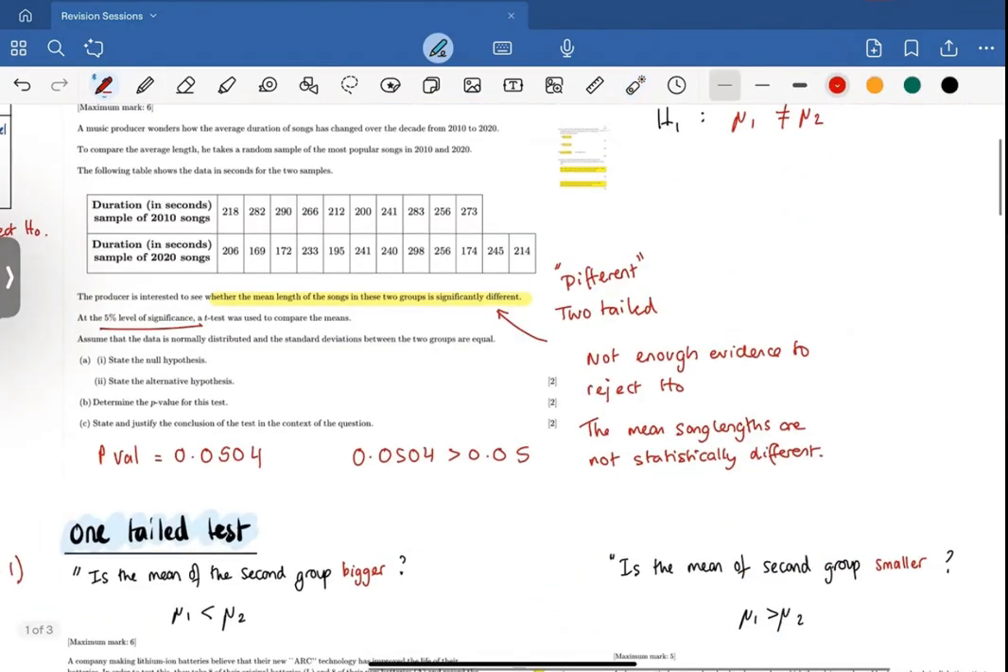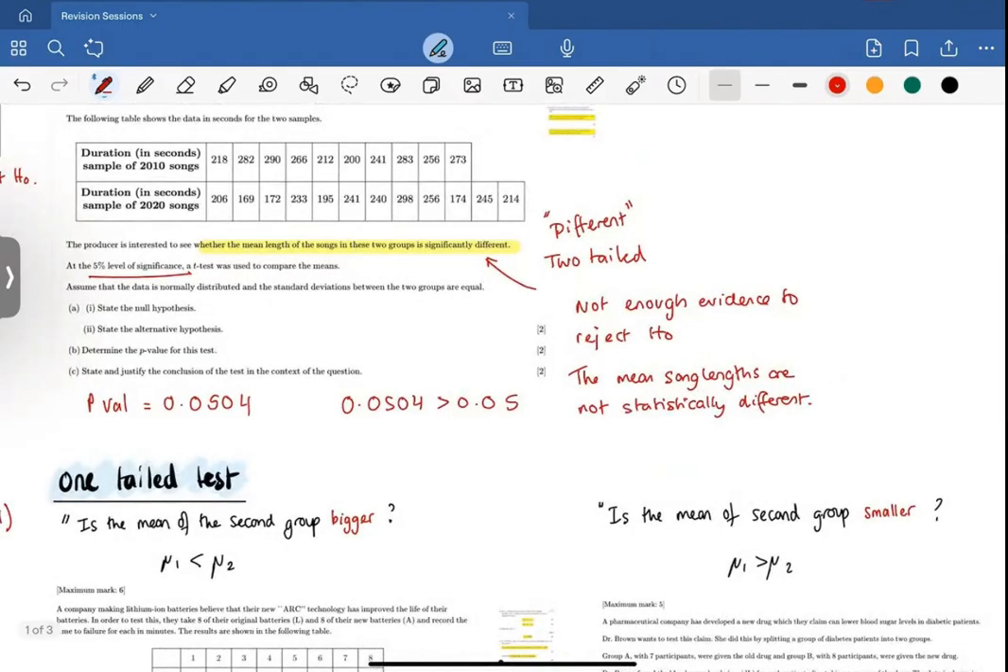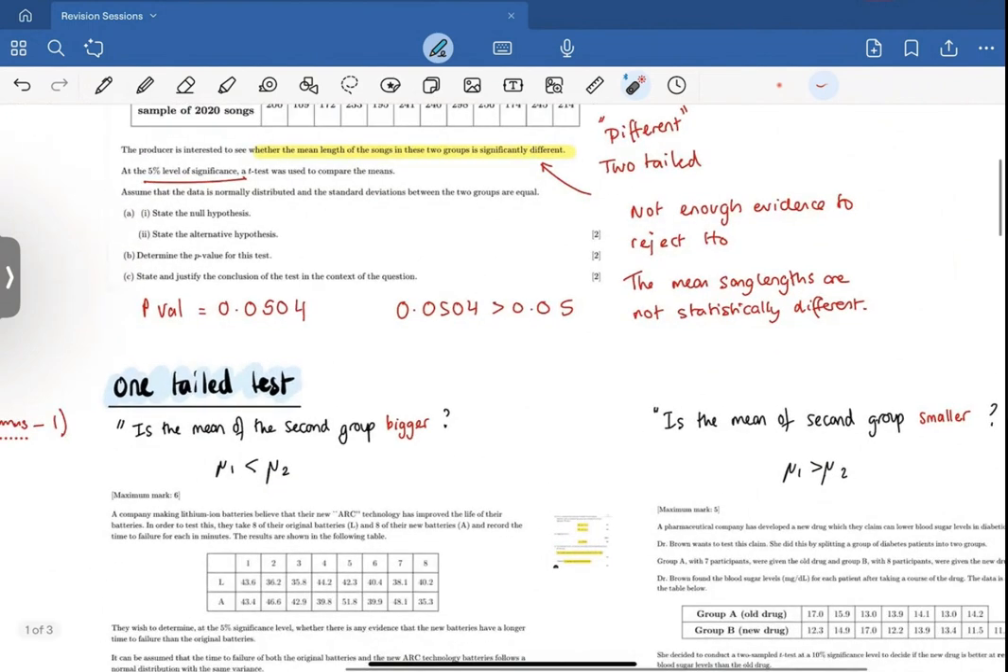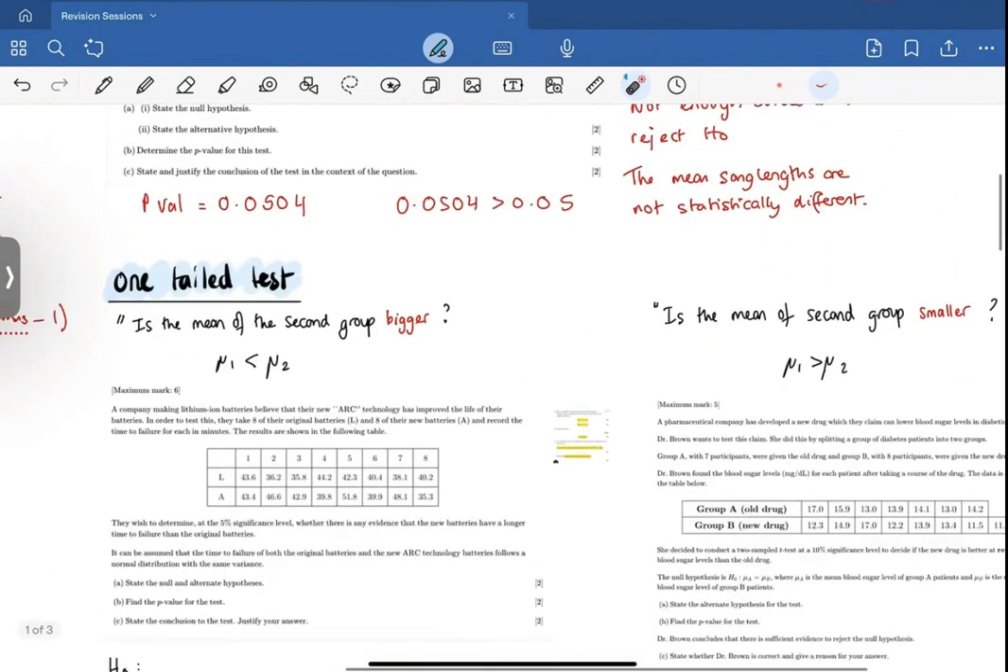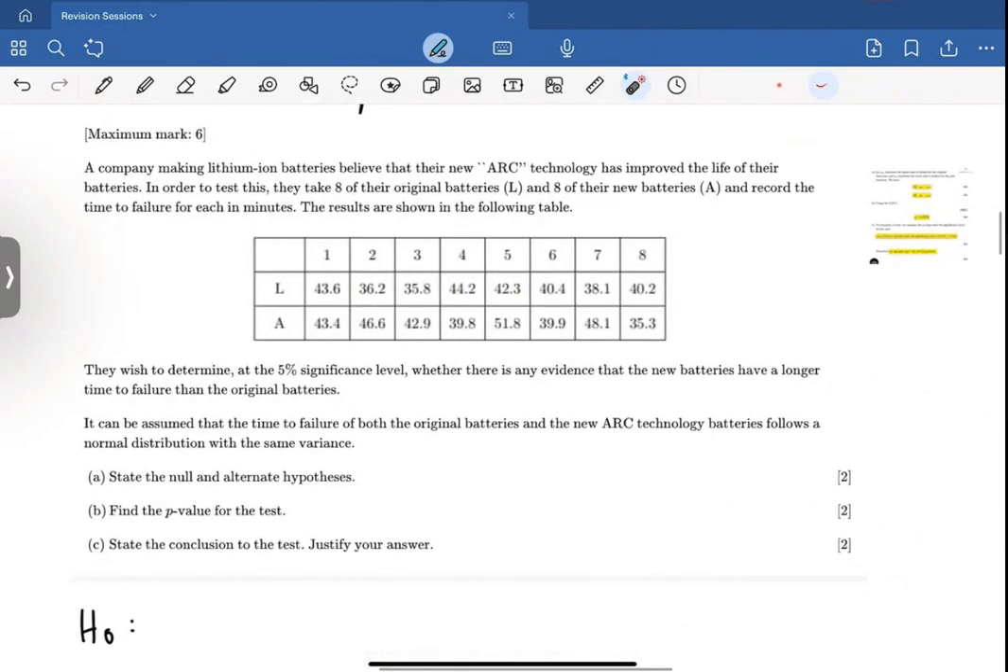Let's look at the one-tailed. So with one-tailed, we have two different options. We might think that the second group has a bigger mean than the first group. Or we might think that the mean of the second group is actually less than the first group. So depending on the wording of the question will depend on whether the second group is bigger or smaller.